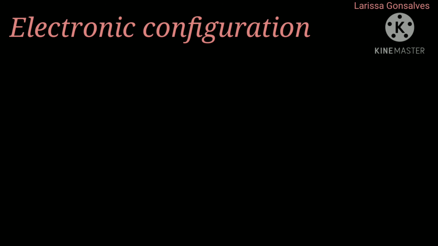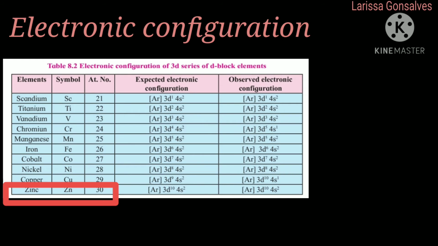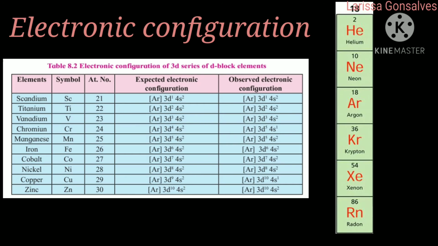The 3d series begins with the element scandium, which has atomic number 21, and it ends with zinc with atomic number 30. Hence, we can consider the electronic configuration of the noble gas argon, that is 18, to write the electronic configuration of the 3d series. We cannot consider the noble gas krypton because its atomic number is 36, and the 3d series begins from atomic number 21 and ends with atomic number 30. Hence, argon is the noble gas which is considered ideal for writing the electronic configuration of the 3d series.